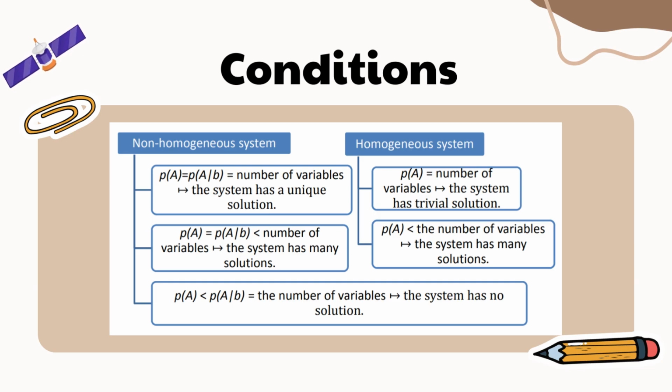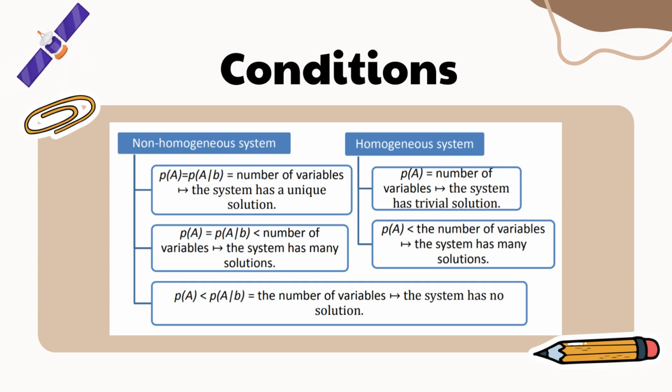And when the rank of both these matrices is equal to the number of the variables, then the system will have a unique solution. Again, when the rank of the coefficient matrix and the augmented matrix is equal, but it is less than the number of variables, then there will be many solutions. Again, when the rank of the coefficient matrix is less than the rank of the augmented matrix, then the system will have no solution.